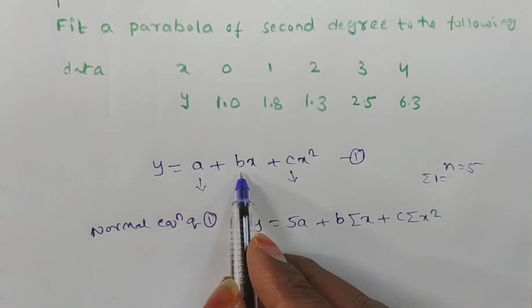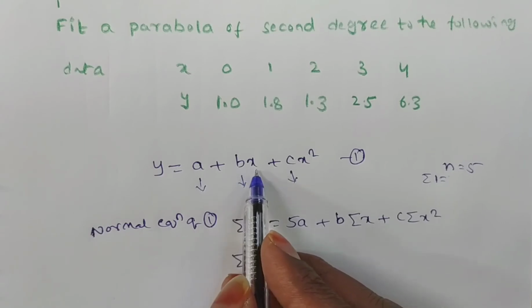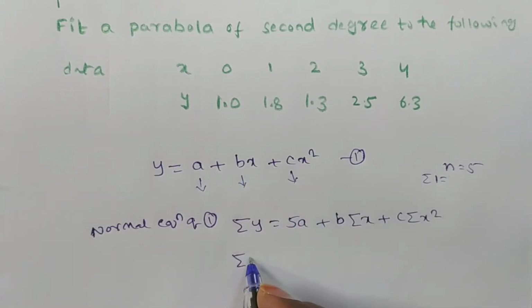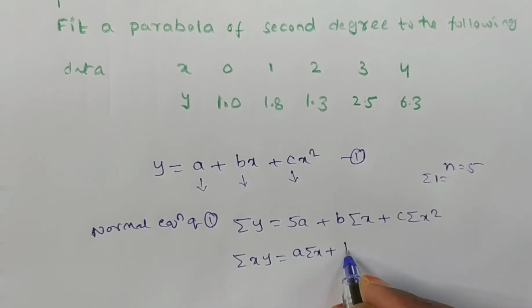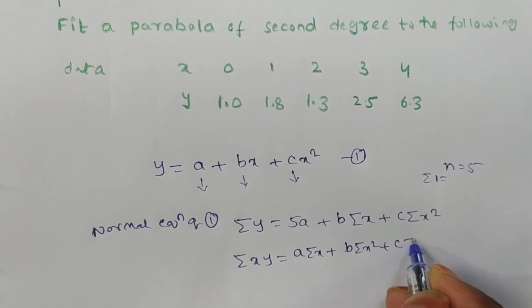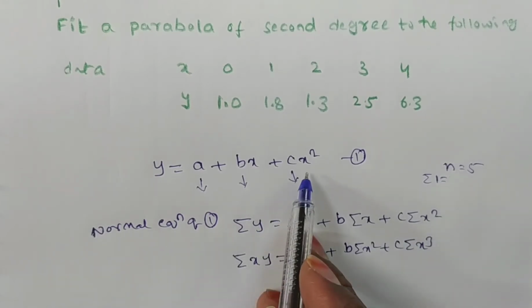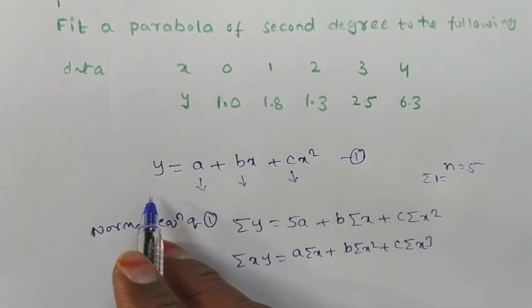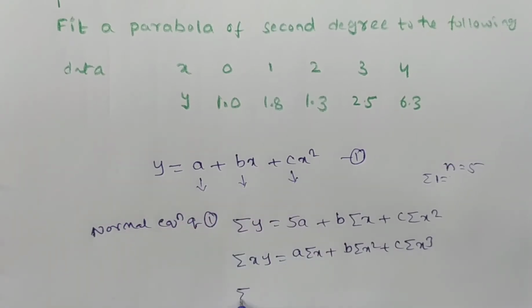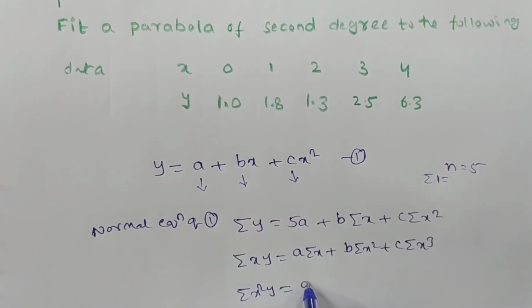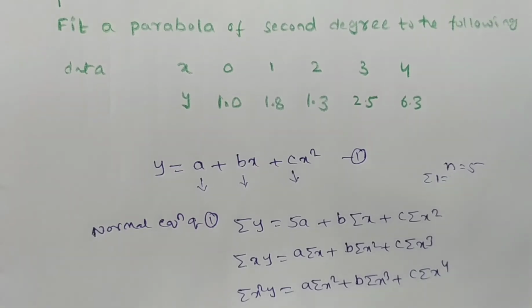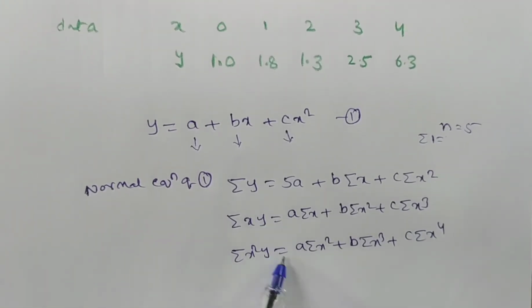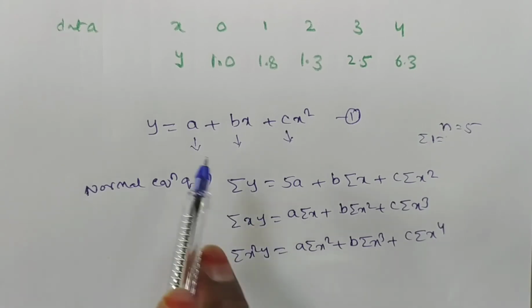Next equation, how you will get it: the b coefficient is x, so multiply with x on both sides and apply the summation, then summation xy is equal to a into summation x plus b into summation x square plus c into summation x cube. Next, multiply with x square on both sides and apply summation: summation x square y is equal to a into summation x square plus b into summation x cube plus c into summation x to the power of 4. Now you observe, these three equations are called the normal equations for the parabola.